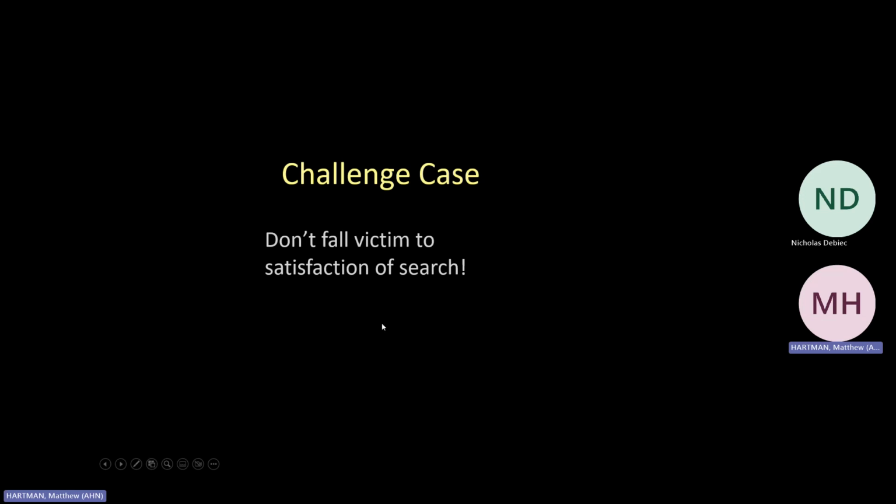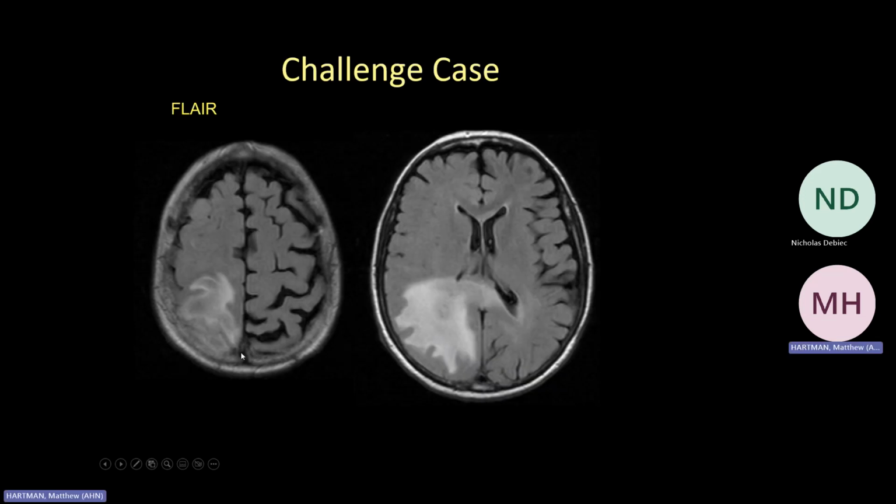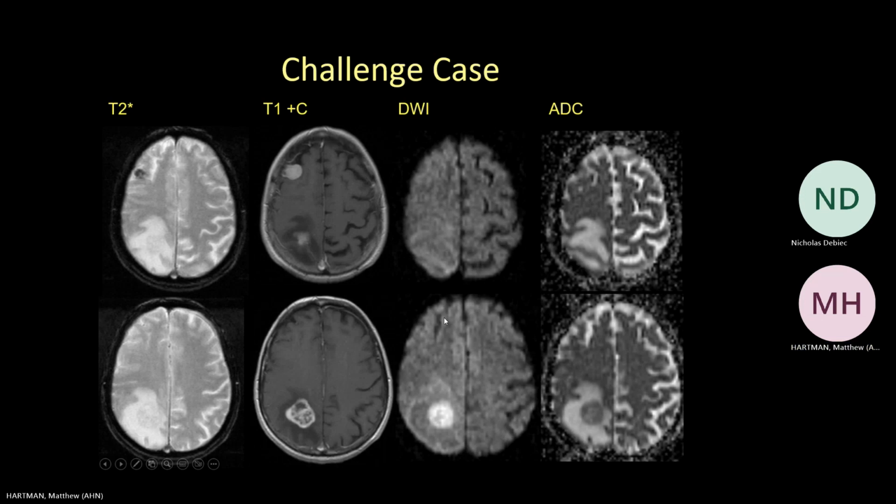Okay, a challenge case. And they never heard this before. Don't fall victim to satisfaction of search. Once you make one finding, keep looking. So here's our MRI. Bones are dark. Say the vents are dark. This is a T1, but notice it's a little bit brighter around there. And then we got this area, which is really bright. This is our friend, the FLAIR sequence. It's great for edema. And we're seeing lots of edema there.